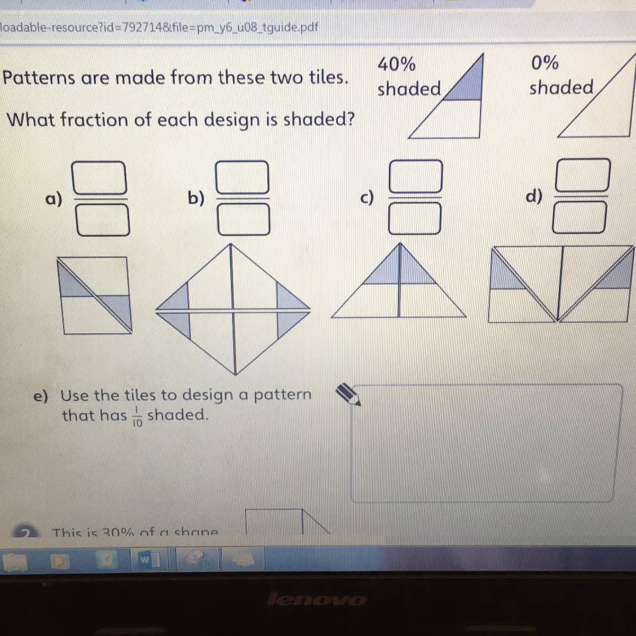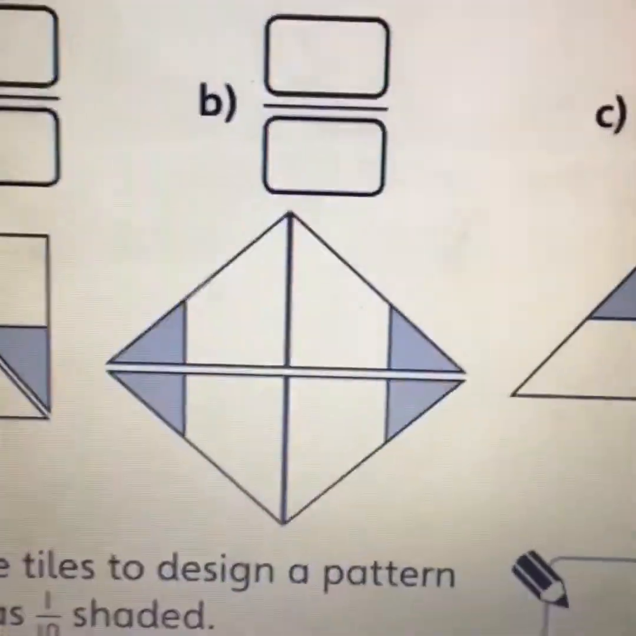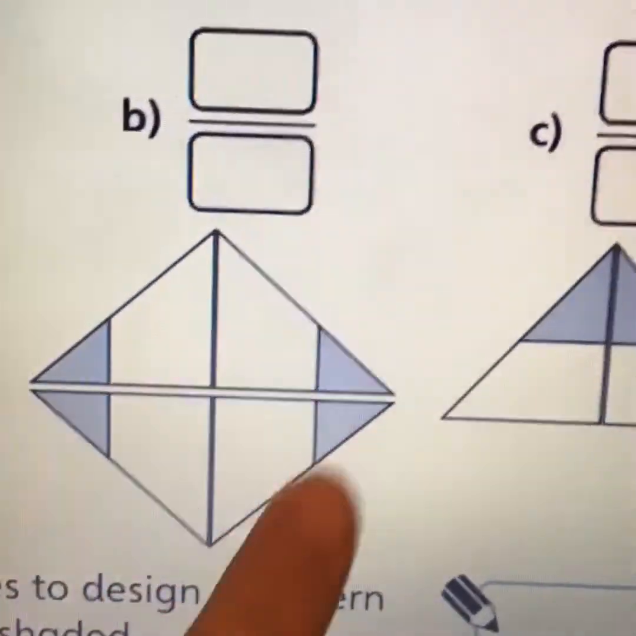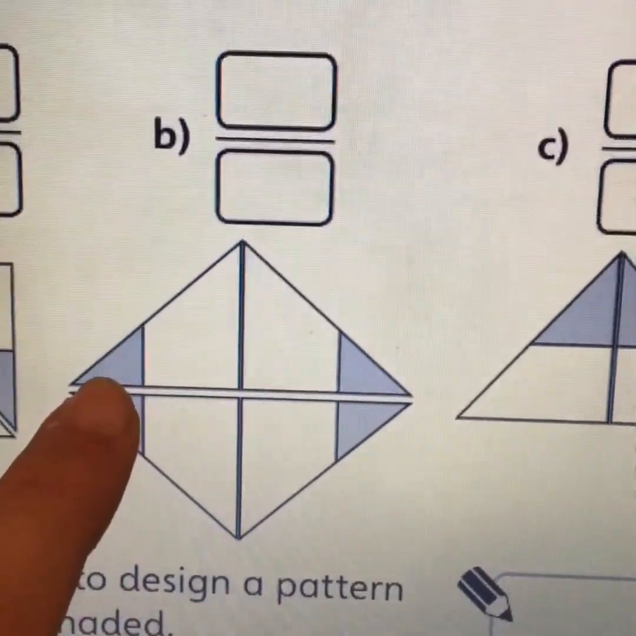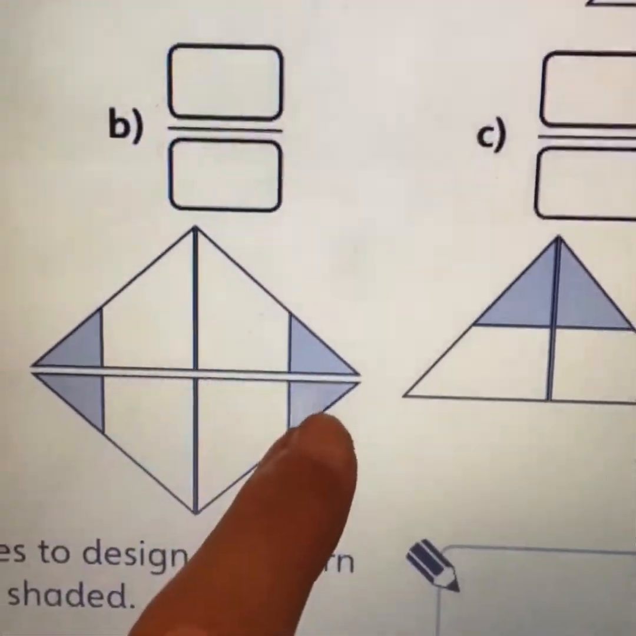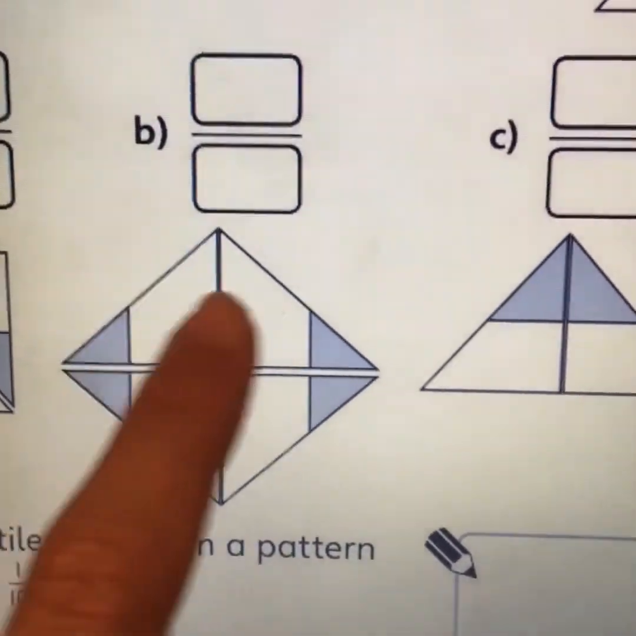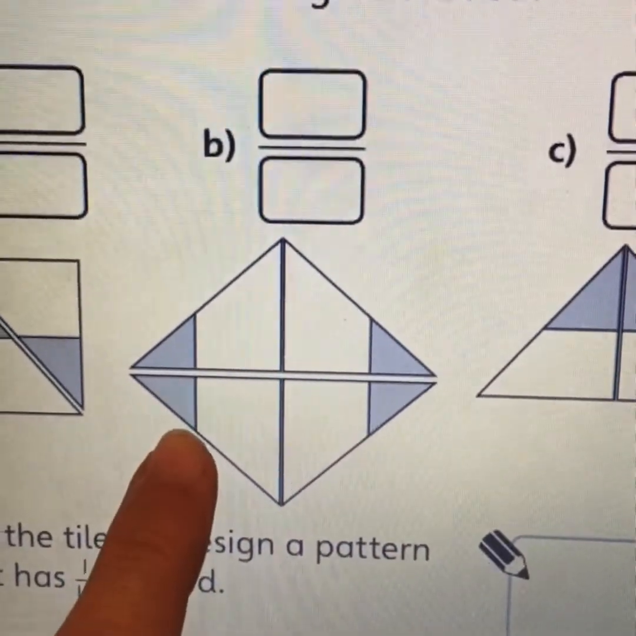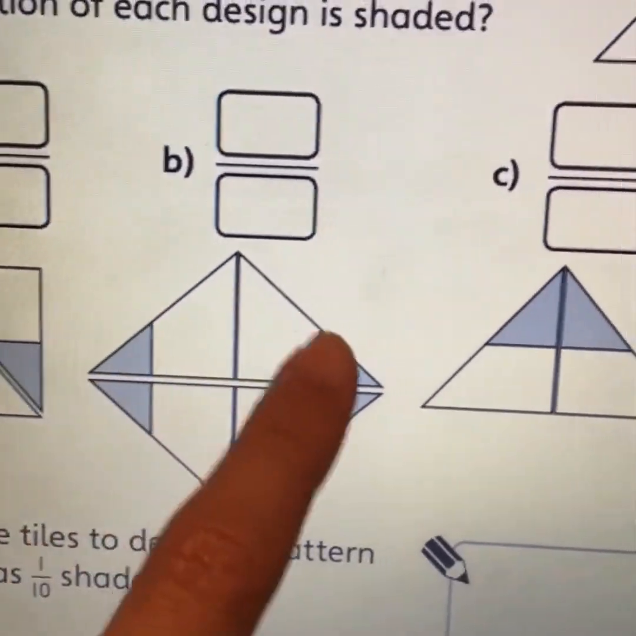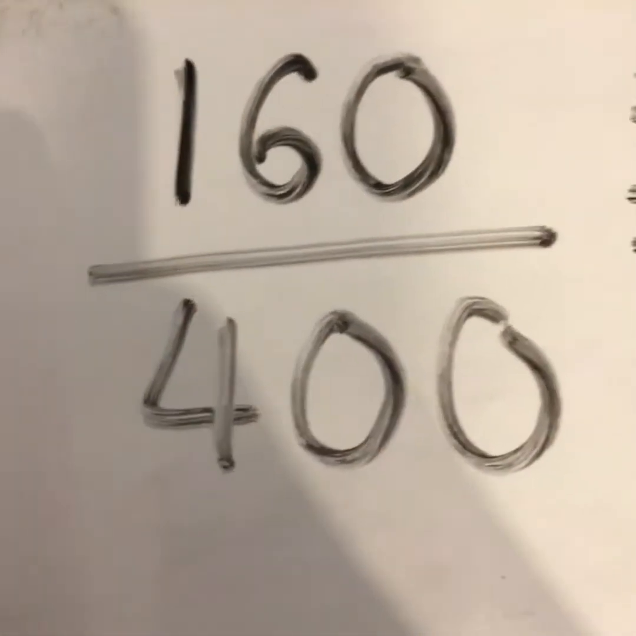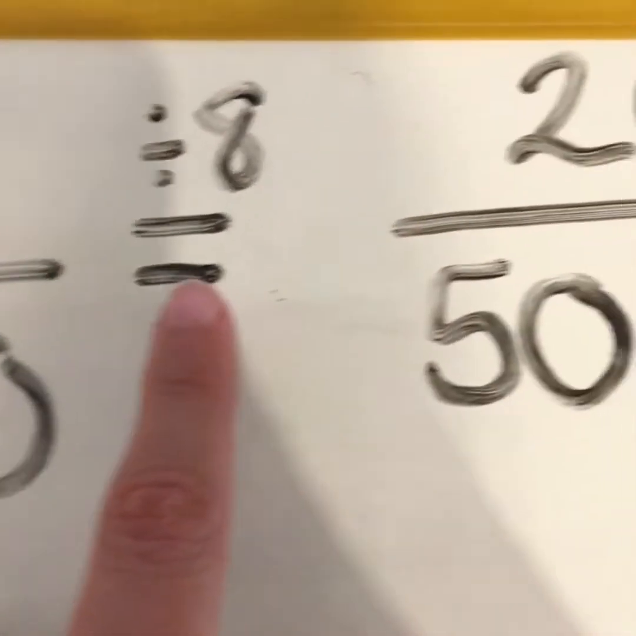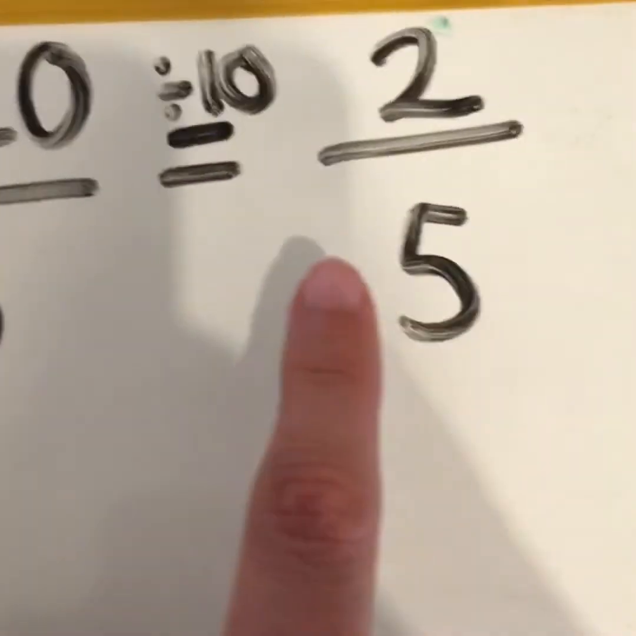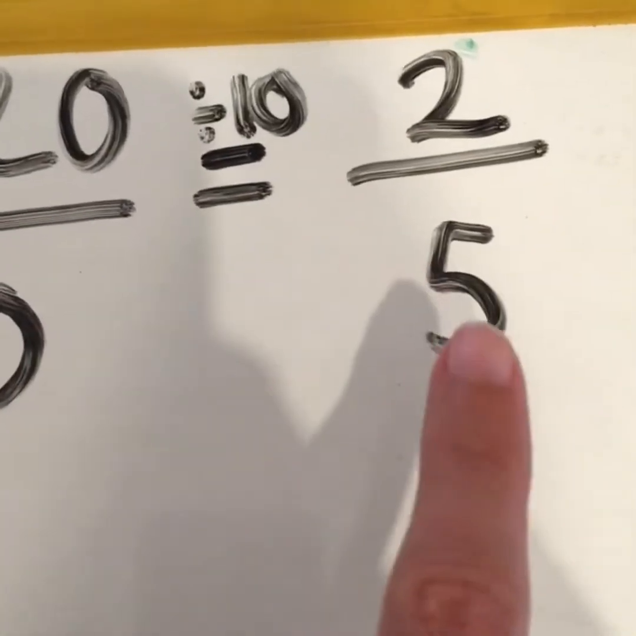Right, have a go at B, C, D and E. Okay, answers then. So for B here, you've got 40% shaded, 40% shaded, 40% shaded, 40% shaded. So you've got 40, 80, 120, 160 out of 100, 200, 300 and 400. So you've got 160 over 400. Simplify it by dividing by 8. Then divide by 10, or you could just divide by 80 and you should have ended up with 2/5.